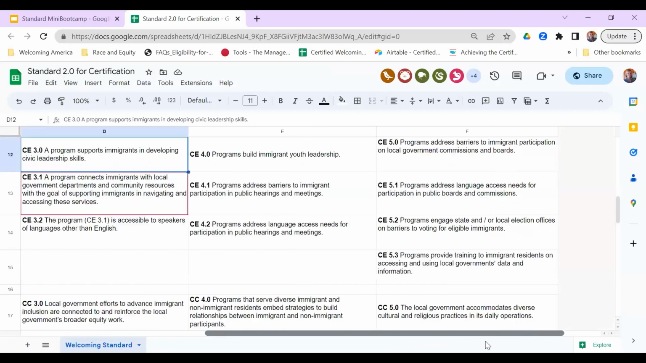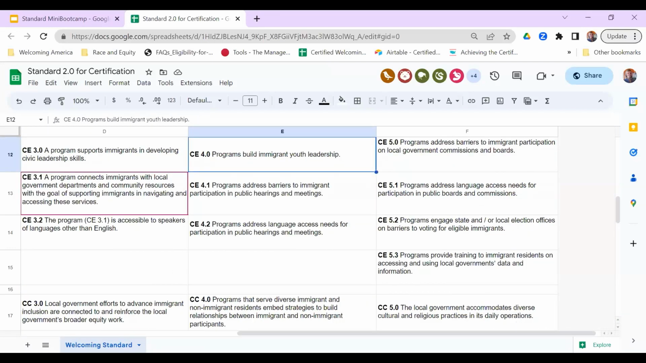We're going to move on to 4-star. So the first is some more of that civic leadership development with youth programs. And then the next 2 are really thinking about public hearings and meetings. I want to mention here, the first one is addressing barriers to immigrant participation, and then 4.2 is addressing language access needs. We decided when developing the standard that we wanted to name language access separately because there are other barriers that should be considered, not only language access.